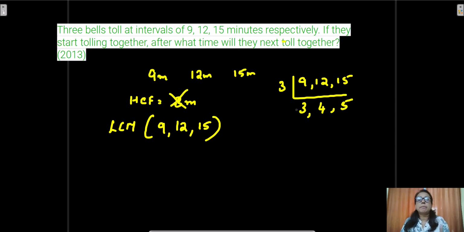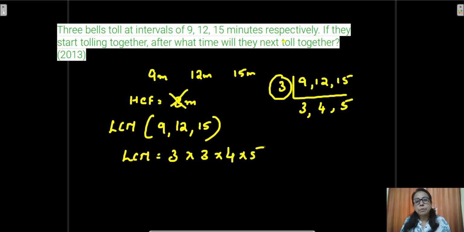So leave them as they are and multiply. What is the common factor? 3. So LCM is equal to HCF, which is 3, into 4 into 5. Then you multiply these. It's a shortcut. If there is any common factor, again you must use prime factorization. But here there is no common factor. 3 you can see in the 3 table only. 4 you can see in the 2 and 4 tables. You cannot find 4 in the 3 and 5 tables. 5 is in the 5 table only. So there is no common factor among these numbers.